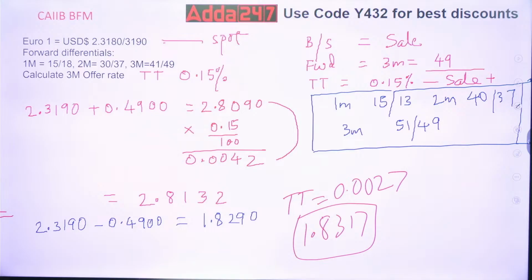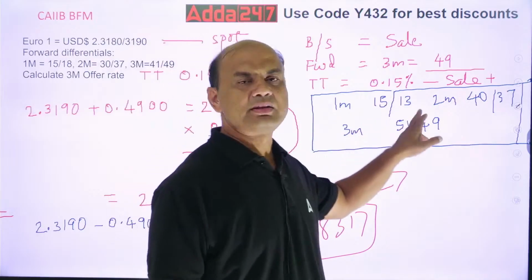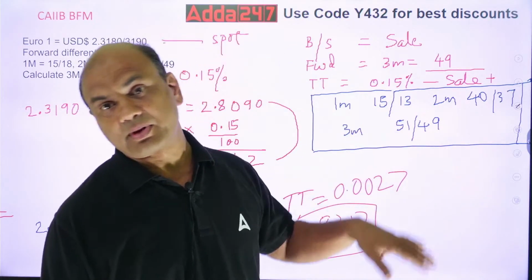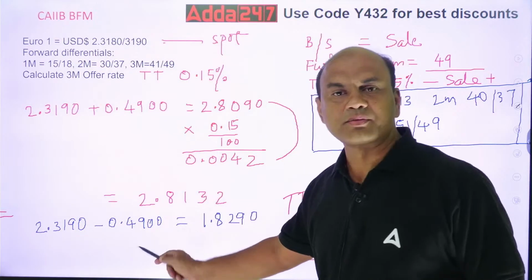Okay. When you have this is what? Discount 1513. It's a discount part. Discount means minus. TT margin will be subtracted over here. See this, we have subtracted.